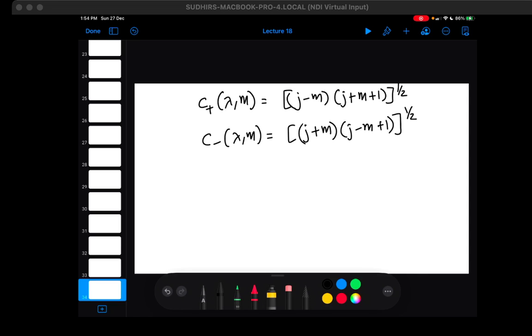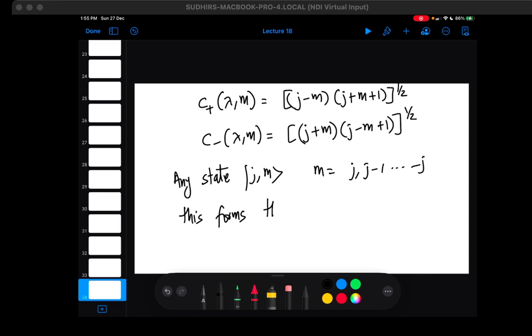So for a given value of j, any state jm, with m going from plus j down to minus j, or minus j to plus j, forms the irreducible representation of SU2.